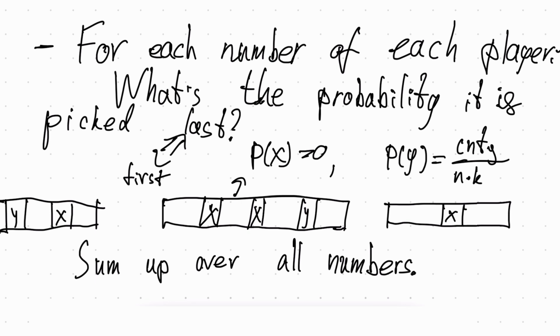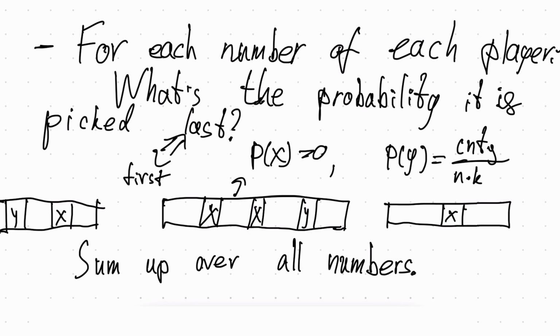And the other situation is that this specific number only occurs either with this player or in the cards of the players that have lower numbers. And in this case, the probability that this specific number would be the last in the permutation is the total number of occurrences of this number in all cards of all players over the total number of numbers in all cards over all players, which is n times k.